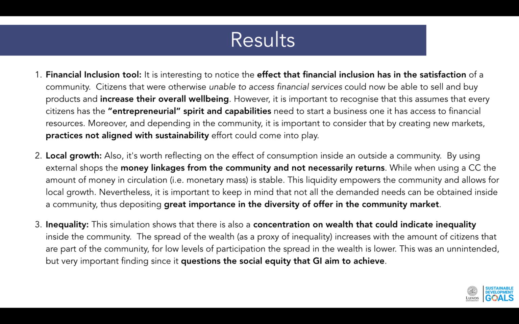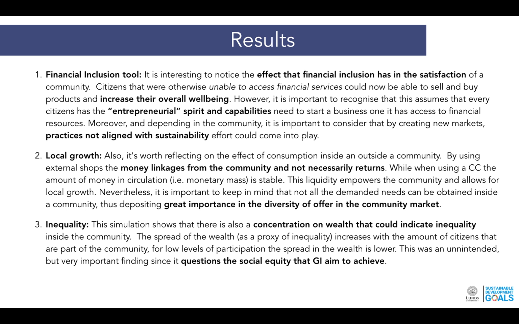Local growth. We could see that there definitely is local growth. There's a market that is being created. People are using the community currency. There's a circulation of money around the community, and the wealth is being distributed amongst them. However, there are some leakages of money from the community if we use external shops. We can see that the national currency, when you pay in an external shop, is going outside the community, while the community currency stays constant. That means that the money stays in the community. However, we depend on the market being sufficient, on there being enough diversity that people can spend with, and the market can grow.